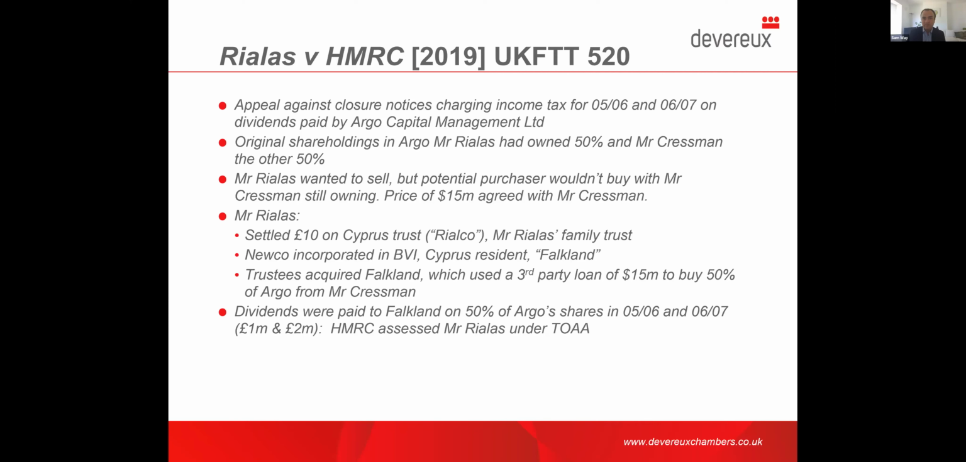In those circumstances, Mr. Realas wanted to find a suitable structure to make the purchase which didn't double his exposure to the risk that Argo reduced in value. He did so by incorporating a company in the BVI, which was acquired by a family trust resident in Cyprus. The company was able to borrow on exceptionally favourable terms obtained through Mr. Realas's own personal connections and reputation to purchase Mr. Cressman's shares. When the dividends were paid on those shares, the revenue assessed Mr. Realas to income tax on those dividends.